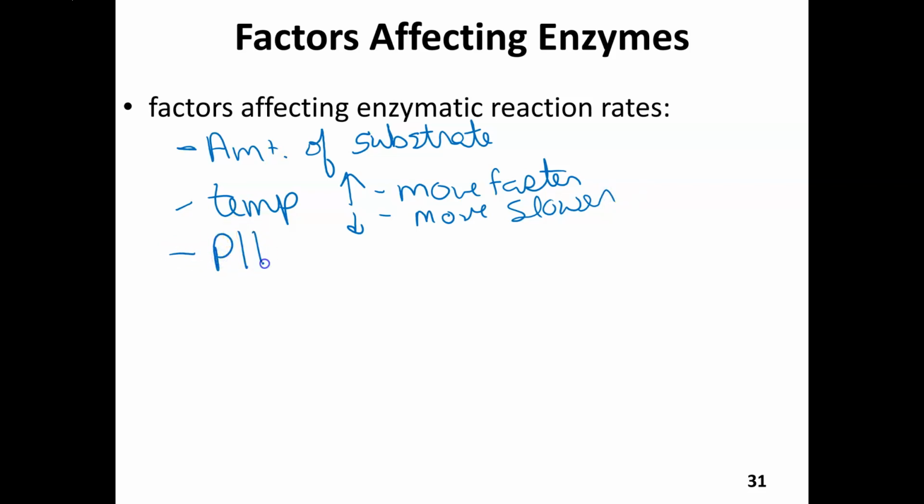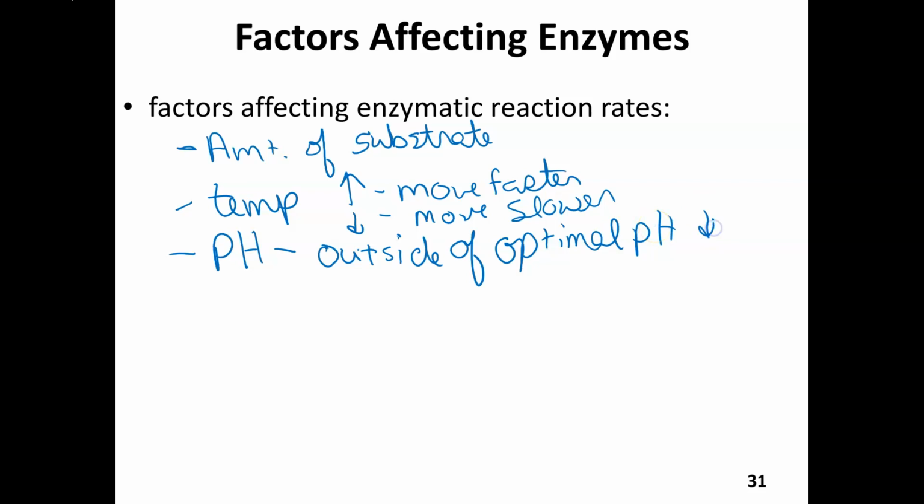pH. So the acidity or the alkalinity of the environment can influence enzymatic reactions. All enzymes have a specific pH that they work best at. So outside of the optimal pH will cause them to decrease in activity.